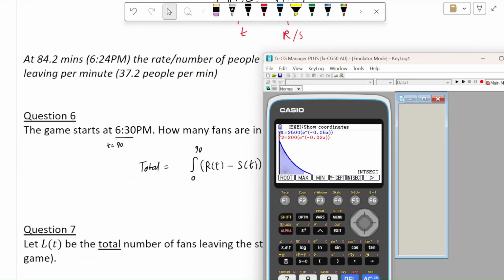So Shift G solve, we're going to go across to integral, mixed. Let it think for a second. 0 for the lower, 90 for the upper. And we'll see what we get.